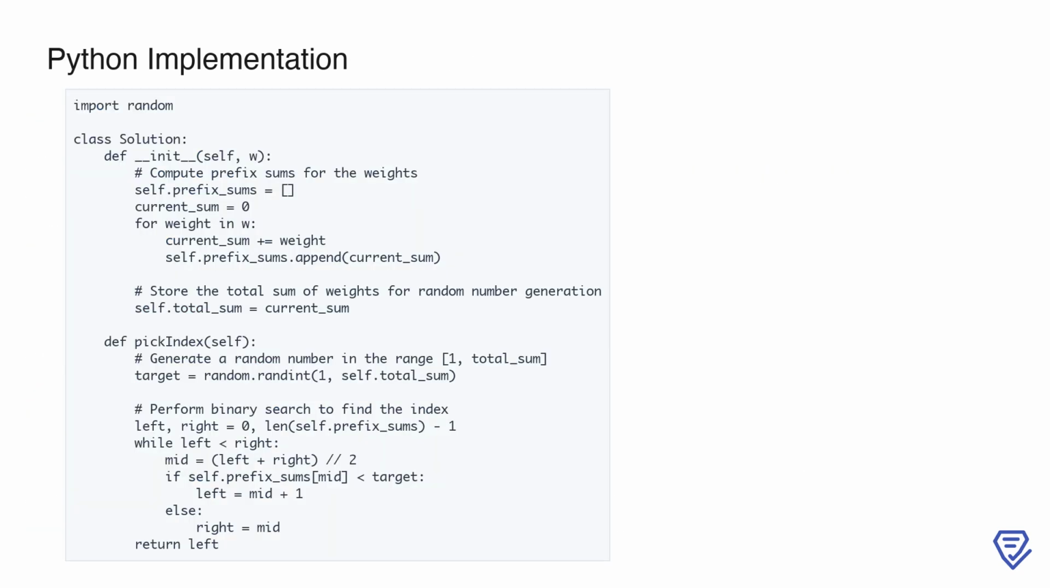The problem Random Pick with Weight involves selecting an index at random, but the probability of picking an index is proportional to its weight. The solution uses the prefix sum technique and binary search to achieve this efficiently.